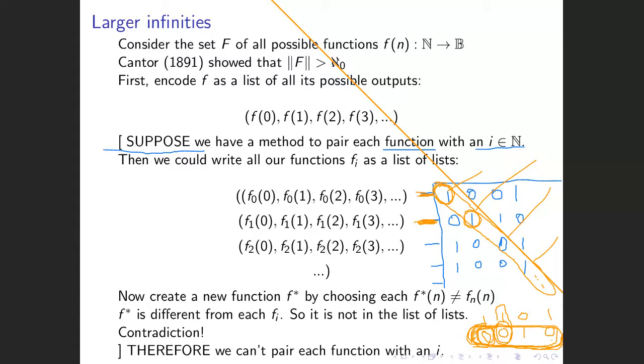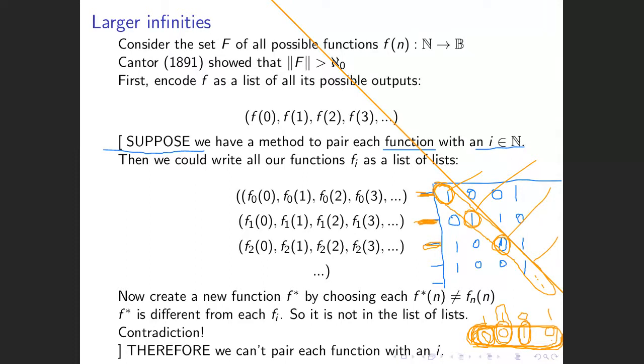Now let's look at row 3. Is our new function's third digit the same or different from row 3? Again, by definition, we've said that across the diagonal, it is never going to be the same digit.